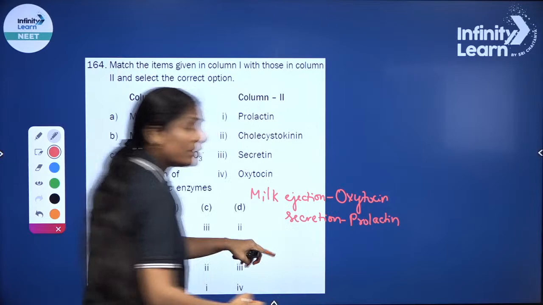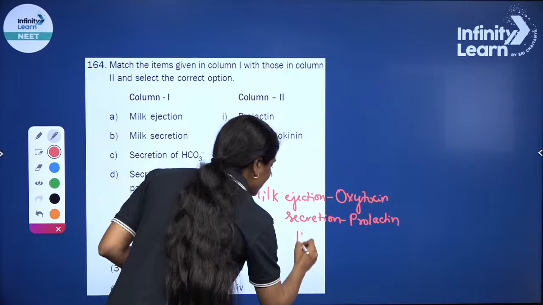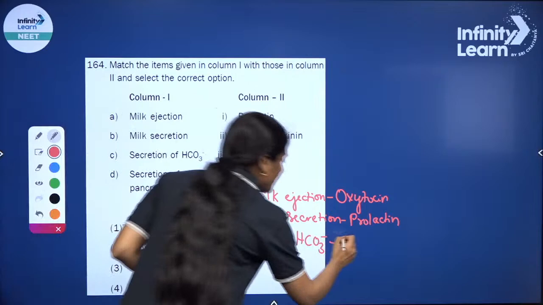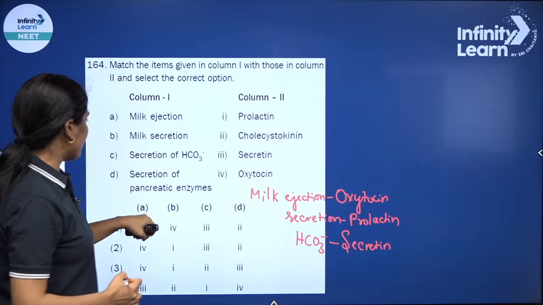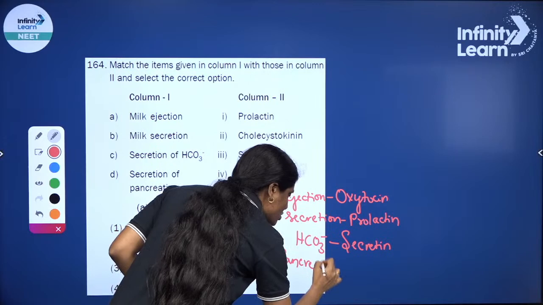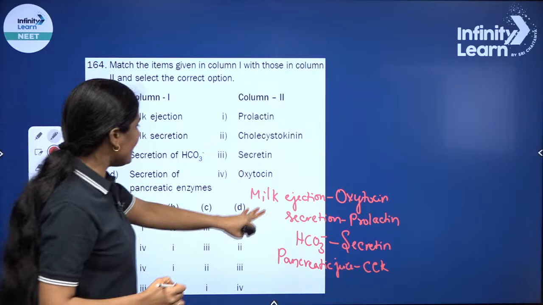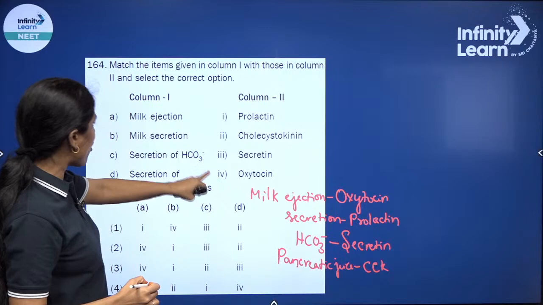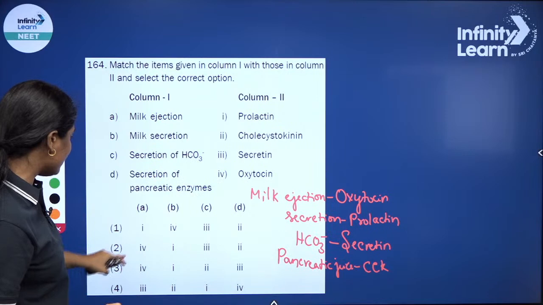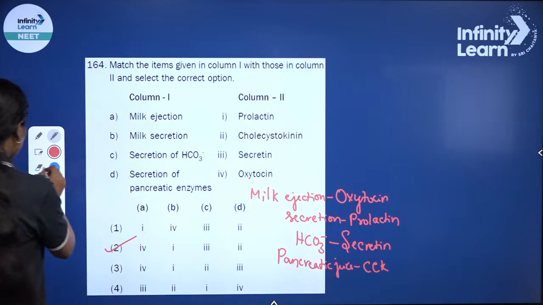And then we have bicarbonate, HCO3, that will be helped by our secretin. Remember the gastrointestinal tract hormones. Secretin is something that's helping with pancreatic enzyme. Not only pancreatic enzyme, but contraction of your gallbladder is something that's helped by CCK, cholecystokinin. So, where do we see this answer? Milk ejection will be our oxytocin, which is 4-1, and then we have 3-2, 4-1, 3-2, that will be our second option, right? So, be very careful with your NEET question paper as well.